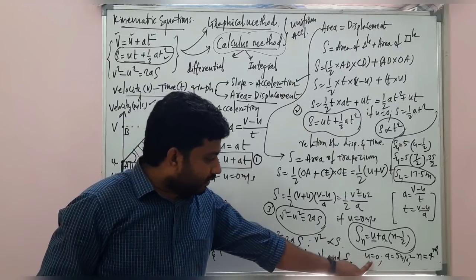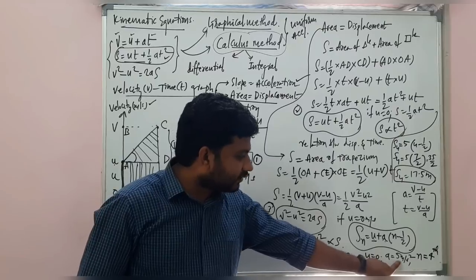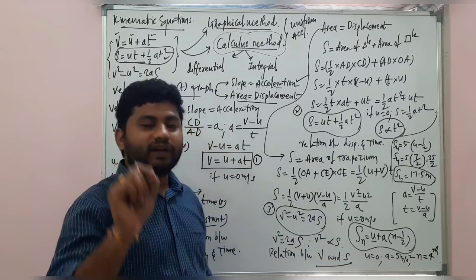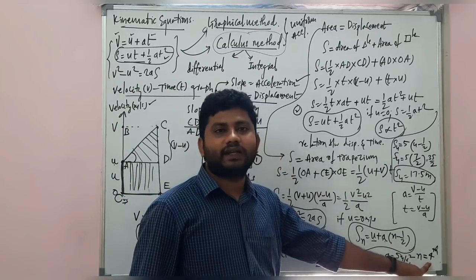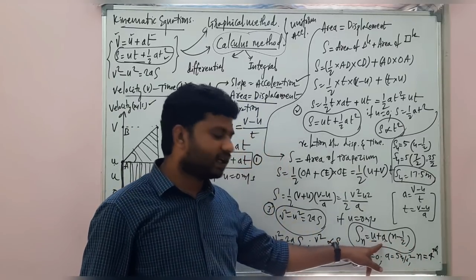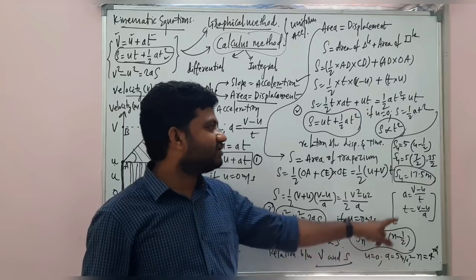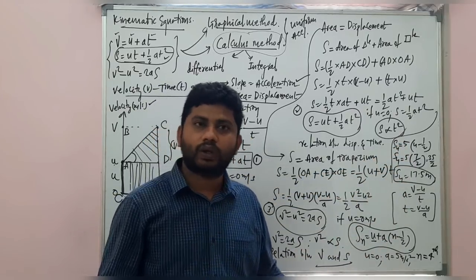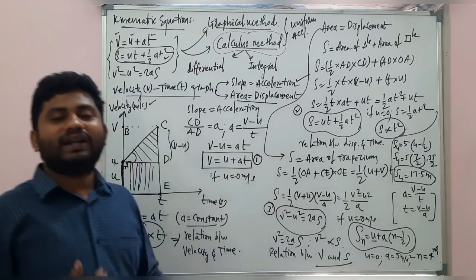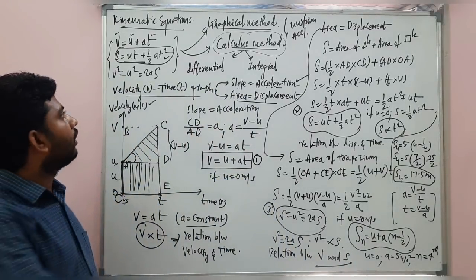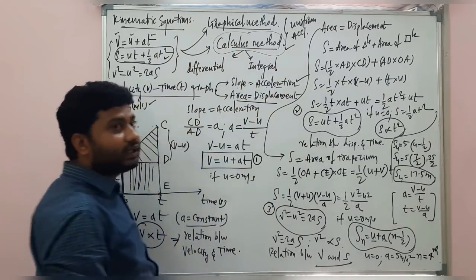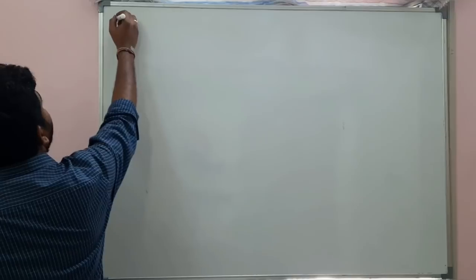A body is starting from rest and moving with uniform acceleration 5 meter per second square. Find the distance covered by the body in the 4th second. In a particular second, for the distance covered, we will use this. Just substitute all the data. You will get the answer. Okay? Clear? Now let us discuss kinematic equations and their derivation by using the calculus method.